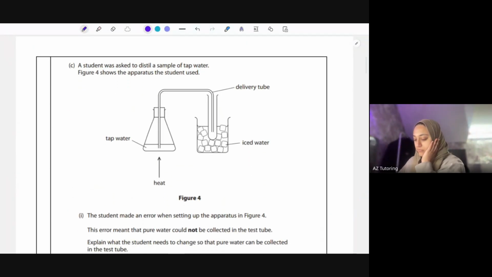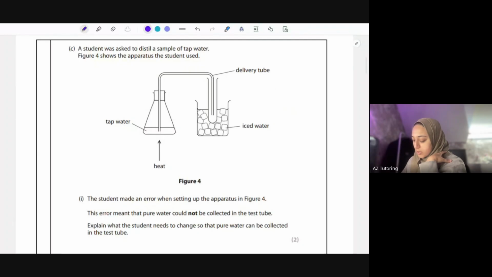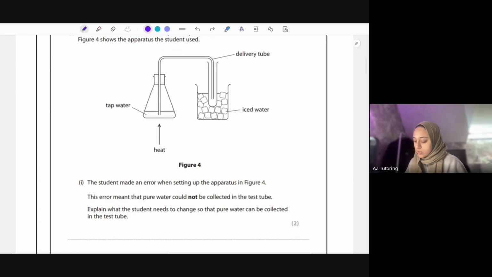Okay, moving on. A student was asked to distill a sample of tap water. Figure 4 shows the apparatus the student used. So we can see he's got tap water here. He's put a delivery tube in, which looks wrong. The delivery tube shouldn't be sat inside the water there, because when you're distilling, the heat's going to hit the water and the water needs to travel up as a gas, but the tube's been put inside the water, so that's wrong. Then the delivery tube comes on top, so the gas is rising through here, and then it should evaporate down, so that's what the iced water contains.